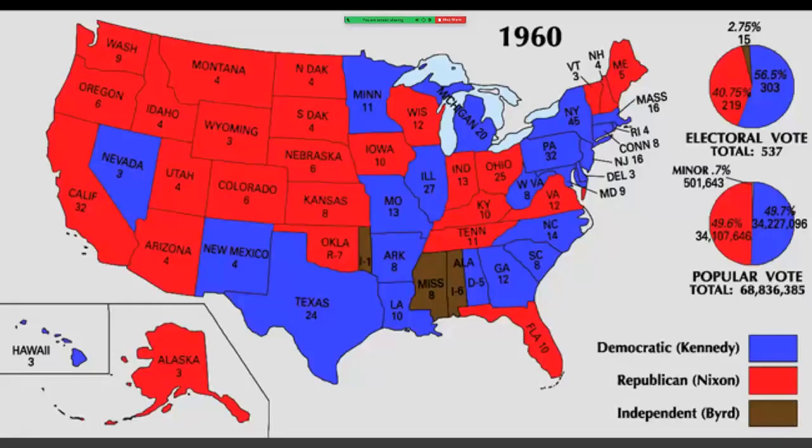You will notice that he very narrowly wins the popular vote, and that neither candidate gets a majority of the popular vote. Nobody gets over 50%. Kennedy gets 49.7, Nixon gets 49.6. And then it's a little bit more cut and dry in the Electoral College, but very, very narrow.